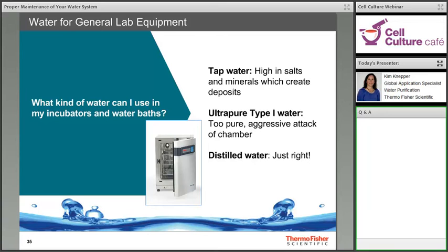Now, ultrapure type 1 water, while it's free of salts and minerals, is too pure. The lack of ions makes ultrapure water aggressive, and it tries to absorb anything it can back into it, including any ions it can find from the container that it's held in and CO2 from the air. Now, CO2 will lower the pH of the water, making it hard on the stainless steel as well. So what is just right? Distilled water. Distilled water is most often recommended to be used for the general lab equipment.